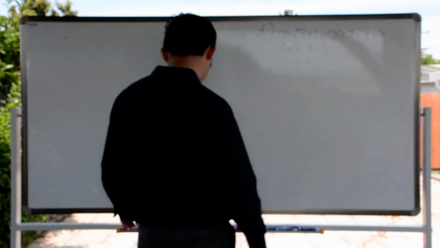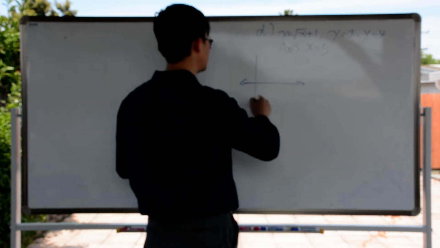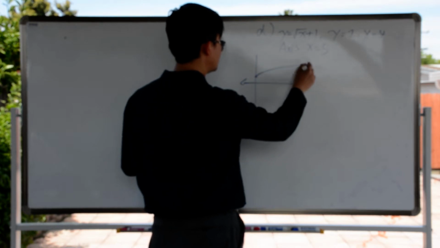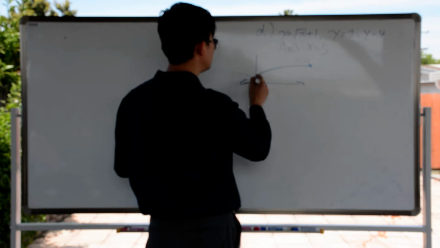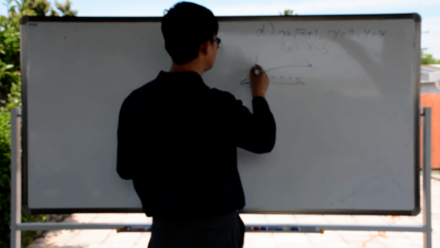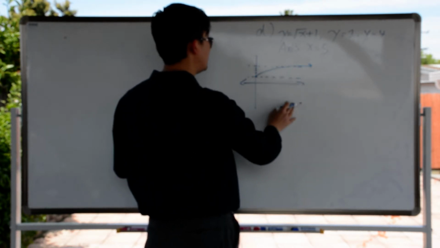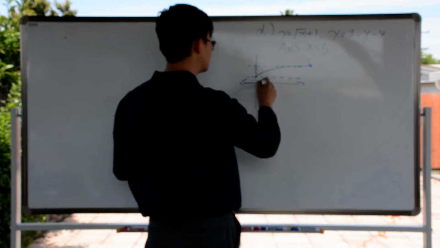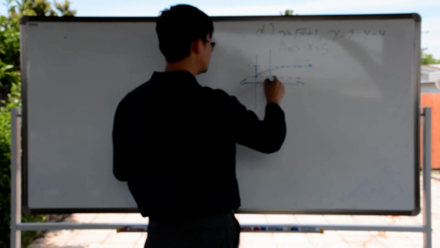Okay? So this one, again, we want to sketch the graph for the function first. So we have root x plus 1, so that means it's up 1 here. So it's a radical. And then y equals 1, which is bounded here. And then y equals 4, so it's 1, 2, 3, 4, all the way over here. And then it's revolving around x equals 5, so 1, 2, 3, 4, 5. Okay, so the revolution axis.